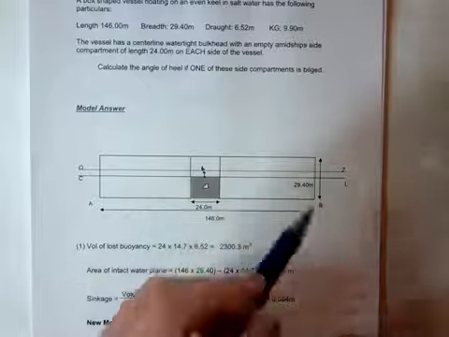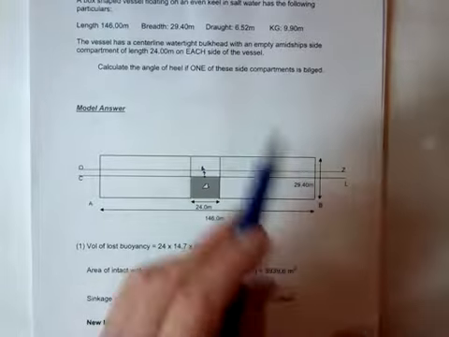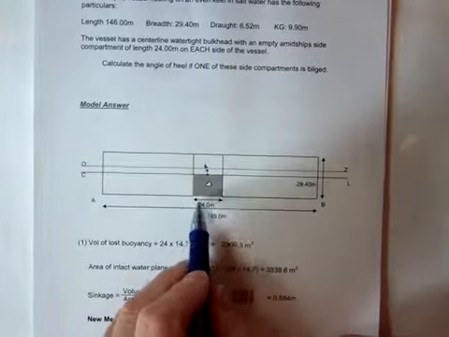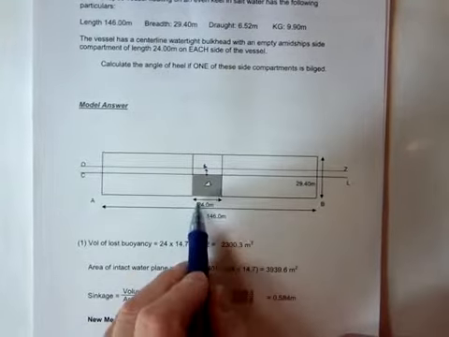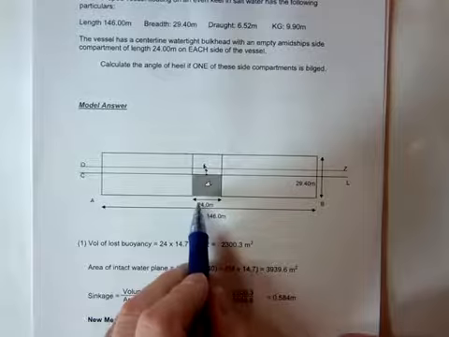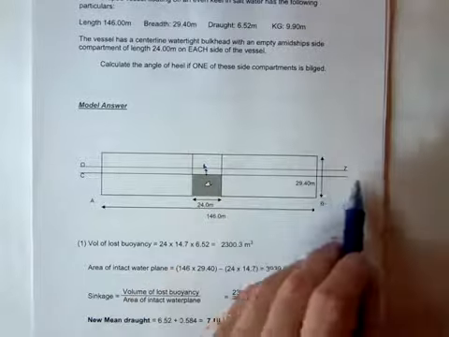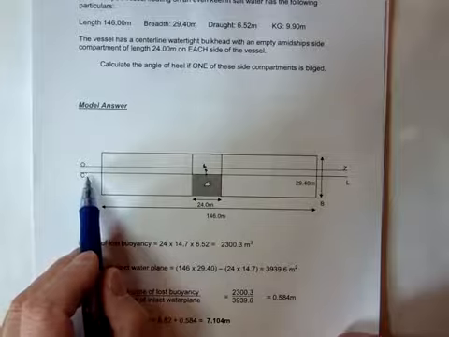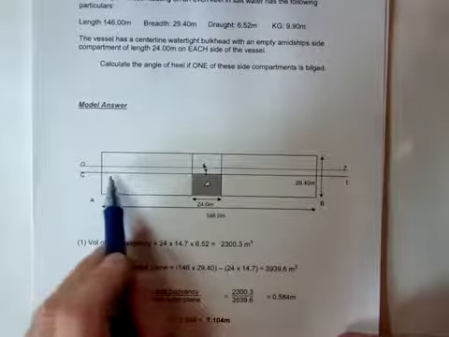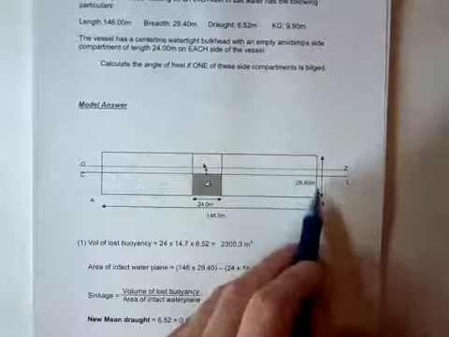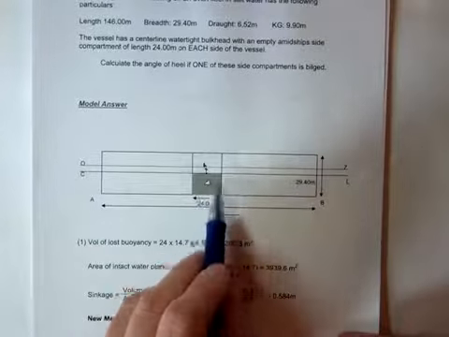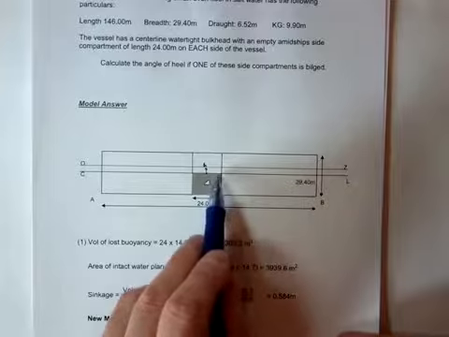Length 146, breadth 29.4, draft 6.52, KG 9.9. The compartment is 24 metres in length. Okay. It's got a centre line waterline bulkhead. So, because of the centre line there, obviously the 29.4, when you're working out the lost buoyancy, you must take that into account because it's only up to the centre line.